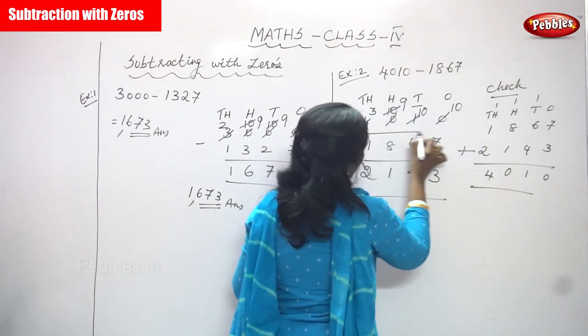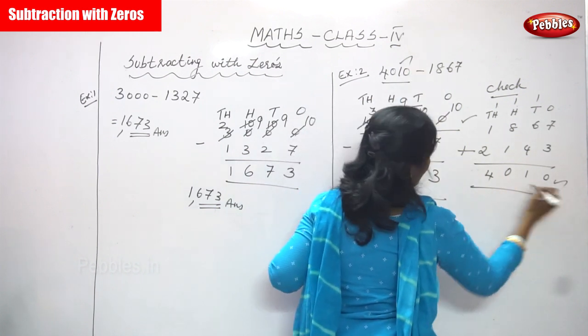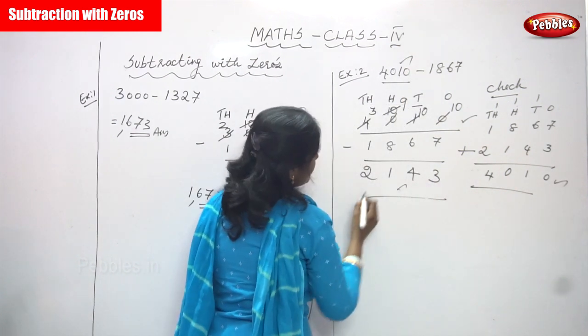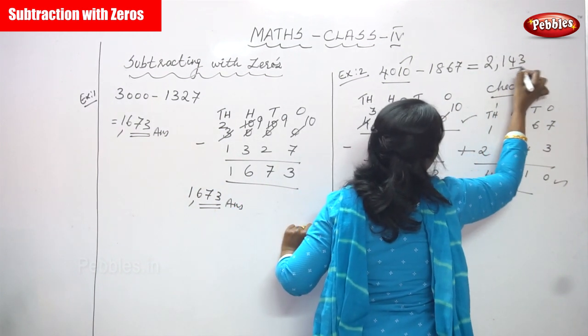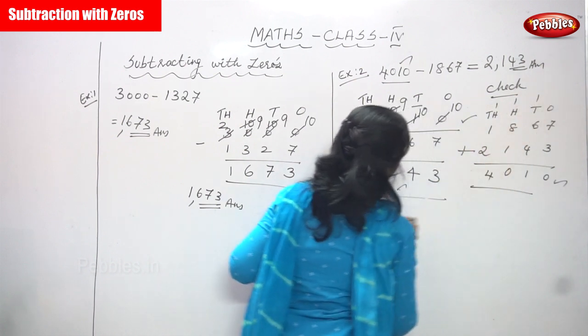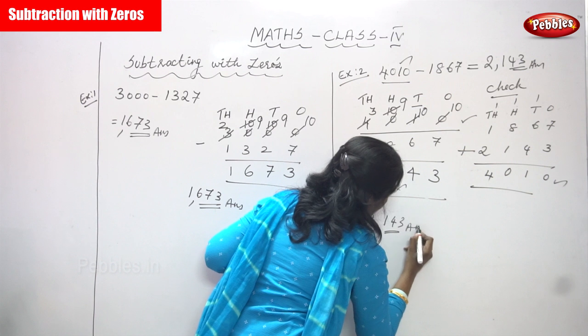Anyhow, the question 4010 is coming. So your answer is exactly right. What is the answer for this question? 2143. This is the right answer for the question. I'll repeat, 2143. This is the right answer.